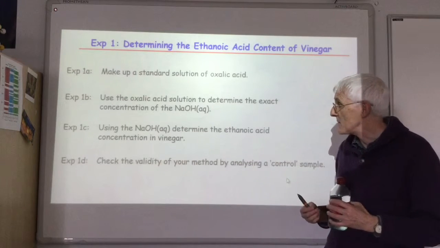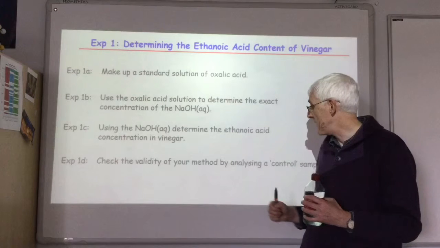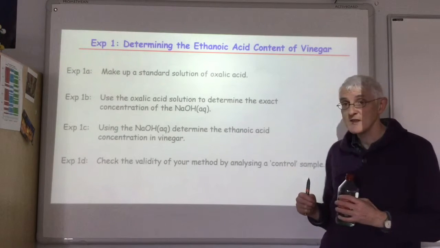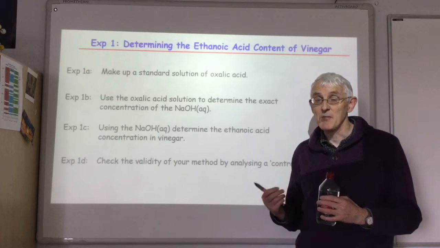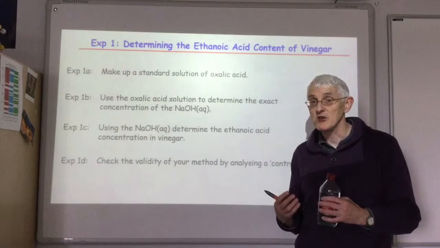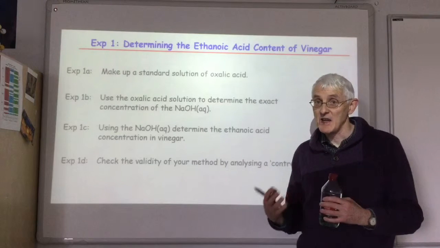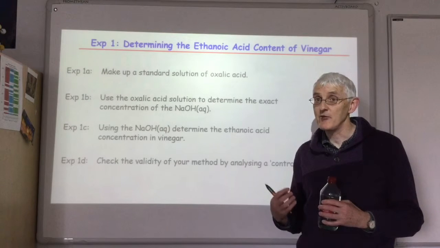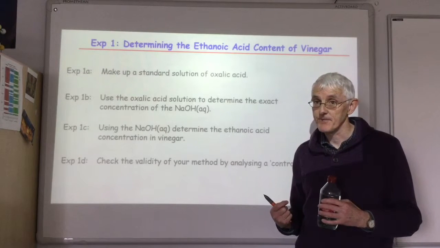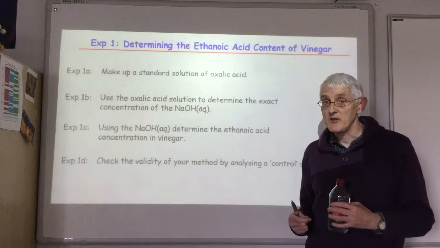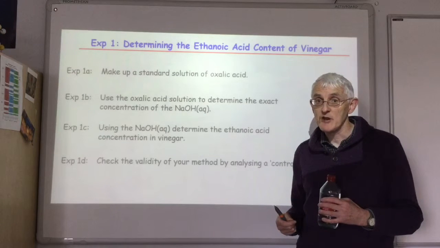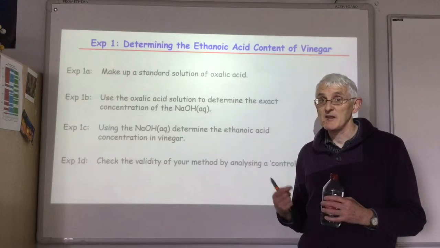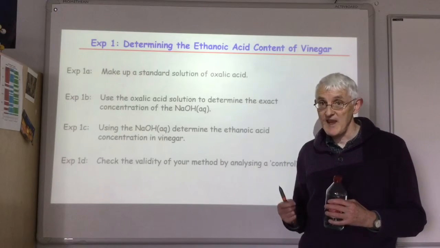And in the fourth step, we'll check the validity of the method by analysing a control sample. This is a sample which we know the concentration of the ethanoic acid, and we can use it just to check that your method actually did give reliable results. So what I'd like you to do now is to watch 3 short videos which demonstrate how to carry out this experiment safely and accurately.